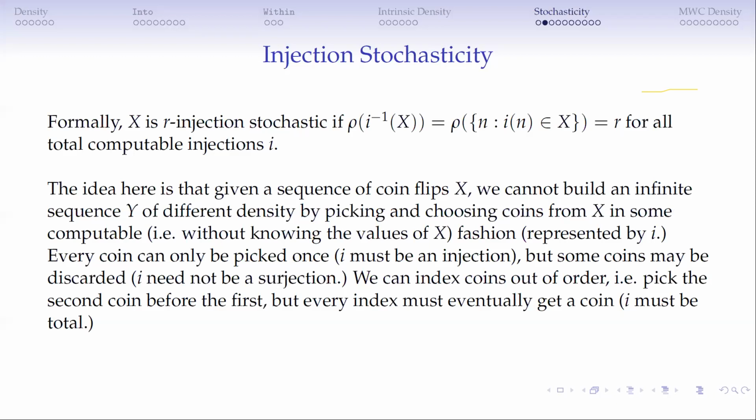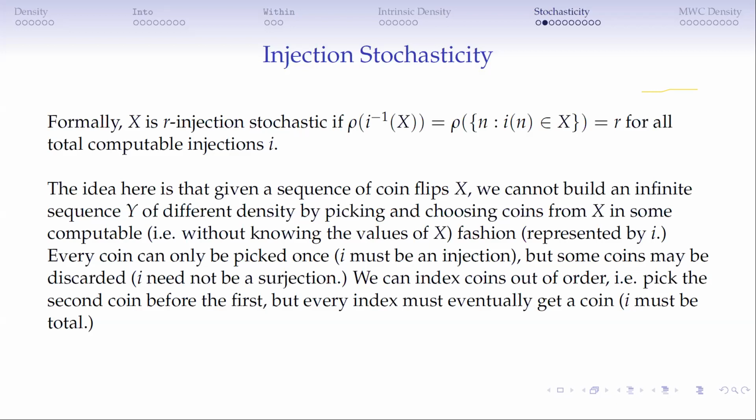and then we're going to see why we care about this at all. So formally, X is R injection stochastic if the asymptotic density of I inverse of X, or the set of n such that I of n is in X, has asymptotic density R for all total computable injections I.